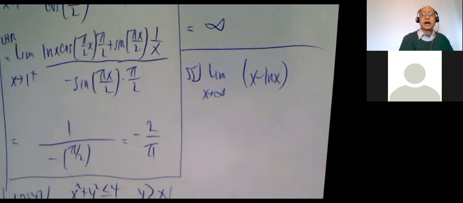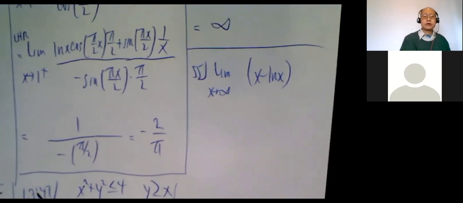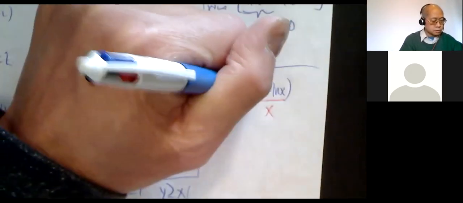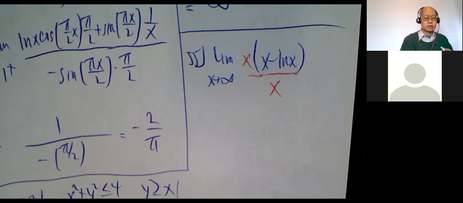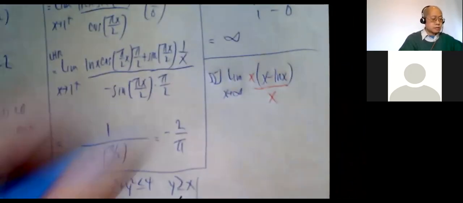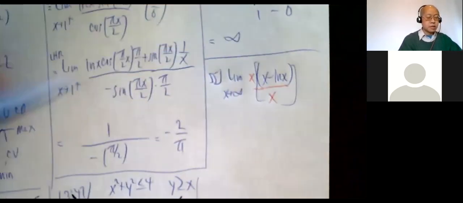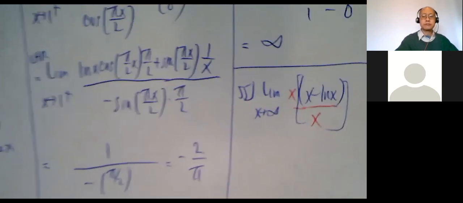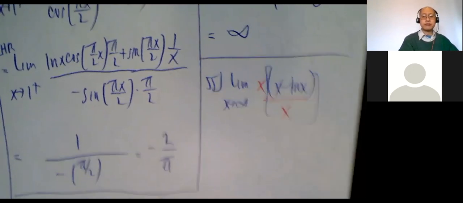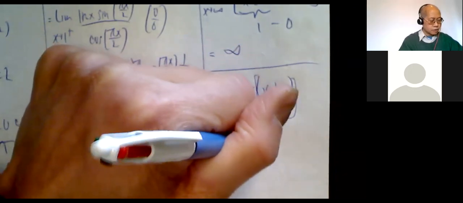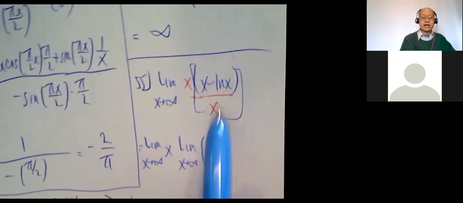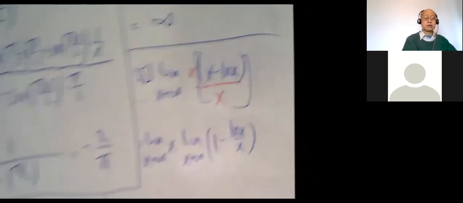Okay, so what do I do? I need to have something in the denominator. So here's a trick this time. Go like this. In red, multiply top and bottom by x. And then I split it into 2 limits. Okay, the limit of a product is a product of the limits. Limit as x approaches infinity of x, times the limit as x approaches infinity of x minus ln x over x, which I'm going to choose to write as 1 minus ln x over x, like so.